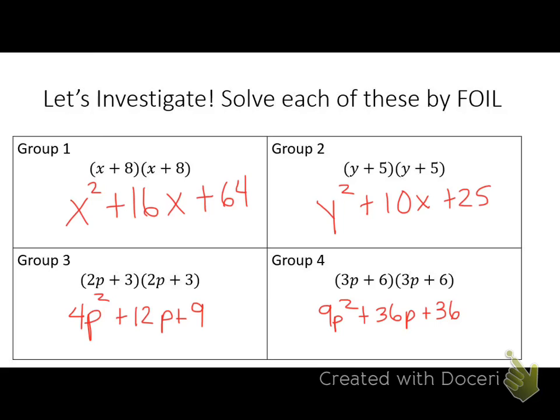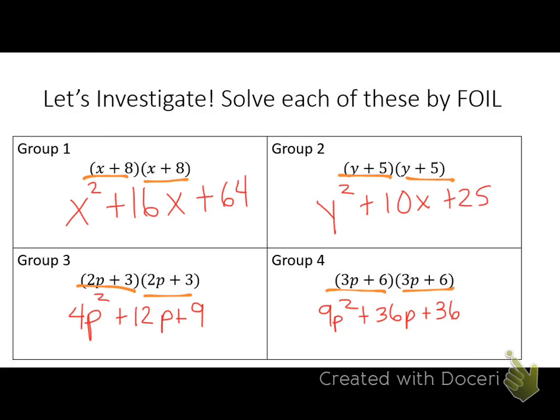So hopefully you did press pause and you didn't just wait to get the answers from me. But here are the answers to all four of these. Even though they have different variables and different numbers, they actually do hold some properties that are really similar that will help us create a formula. So if you look at all of these, notice I'm multiplying the exact same two binomials together. So the formula we're going to make is only going to work if I'm multiplying the same binomial together.